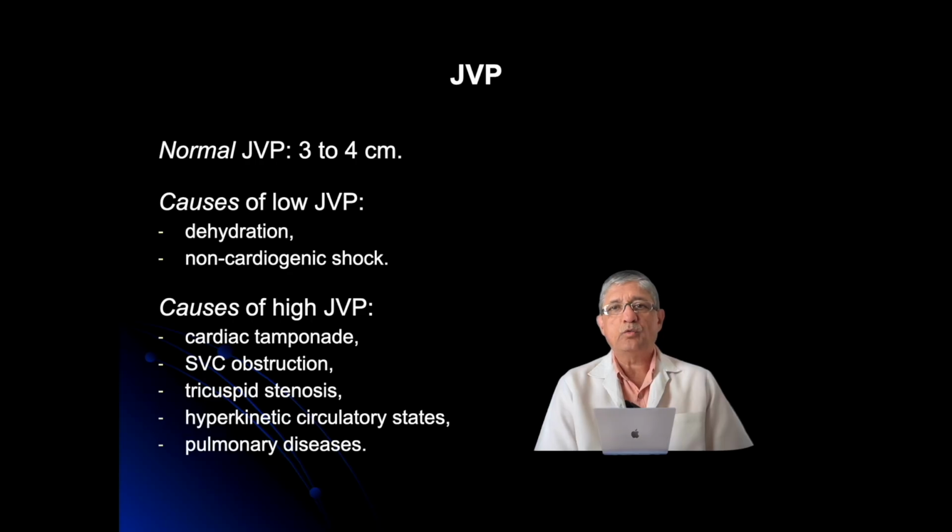Normal JVP is 3 to 4 centimeters. JVP is low in dehydration and non-cardiogenic shock. JVP is high in cardiac tamponade, superior vena cava obstruction, tricuspid stenosis, hyperkinetic circulatory states, and pulmonary diseases.